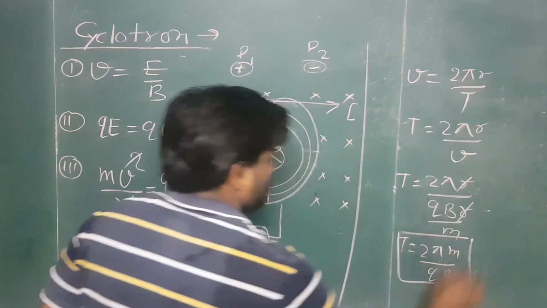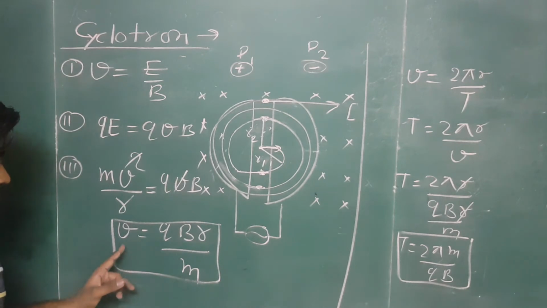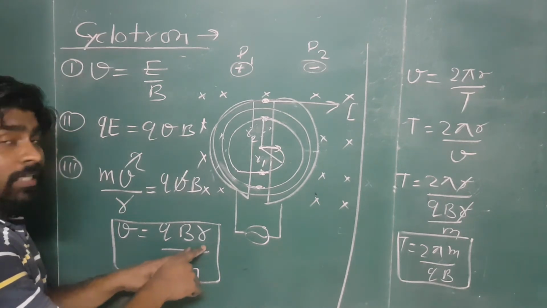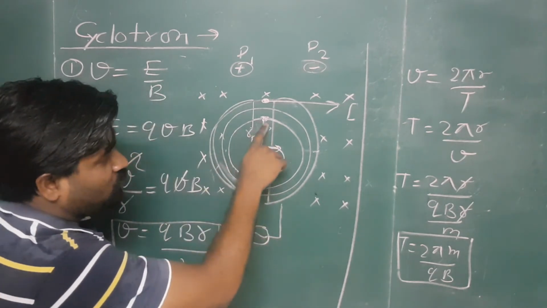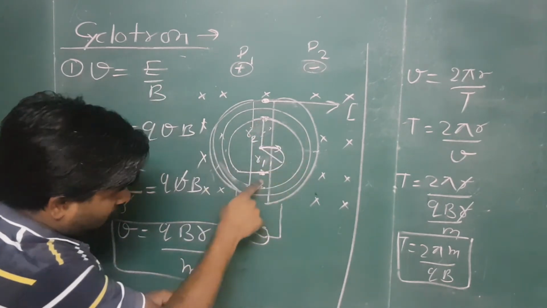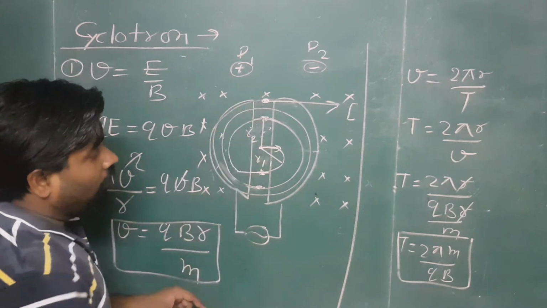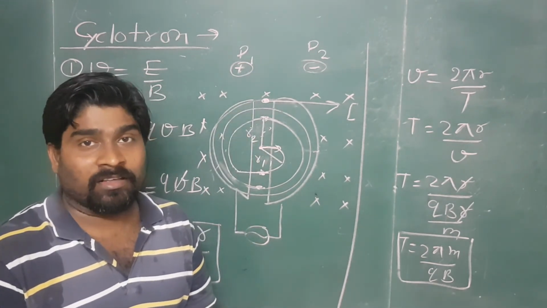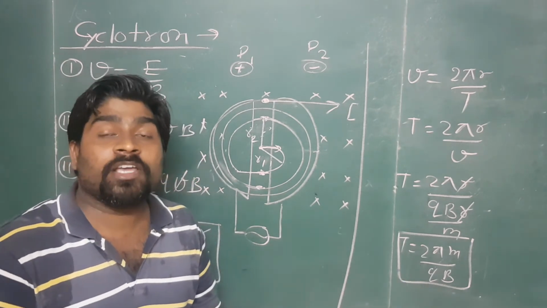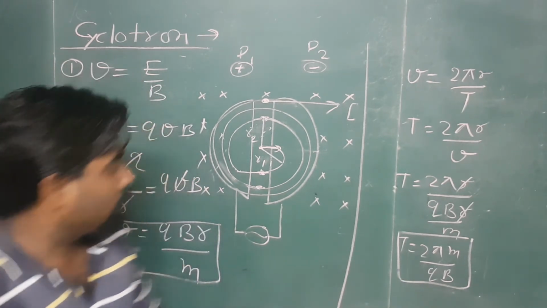Now come to this formula. You see here, v depends on r, but the time period doesn't depend on r. That means the time taken by the charged particle to go from this point to this point, or from this point to that point, which has a different, variable radius, doesn't depend on it. That means the time period doesn't depend on changes in the radius. Okay.